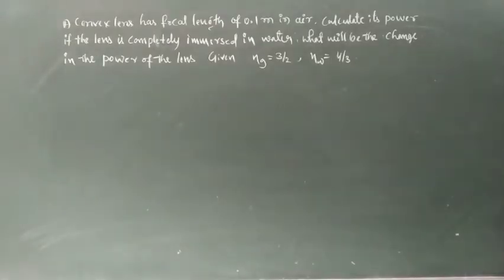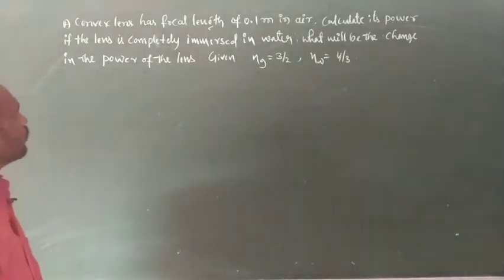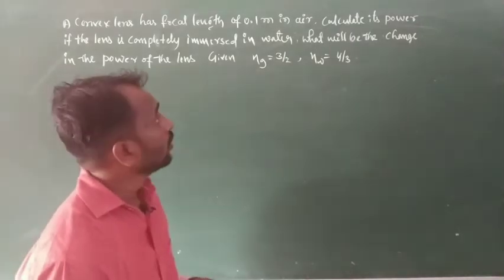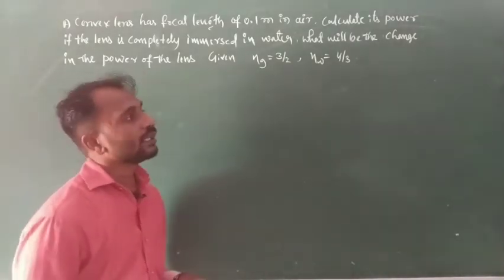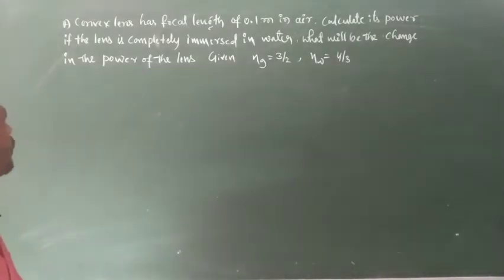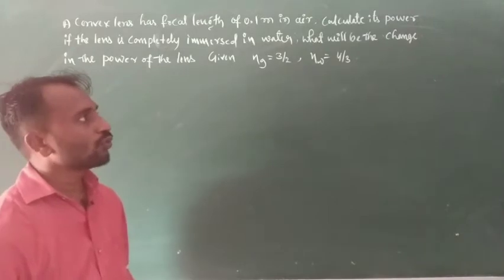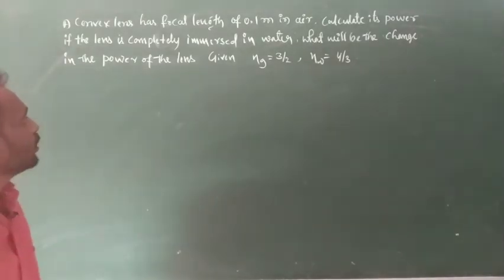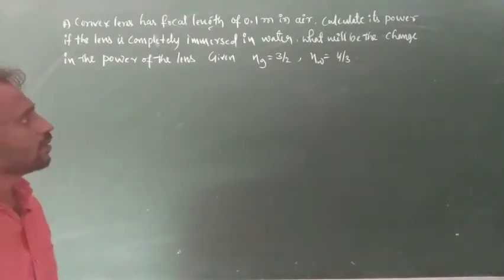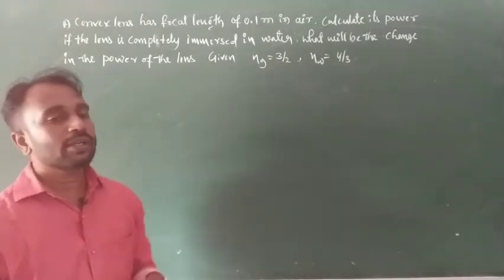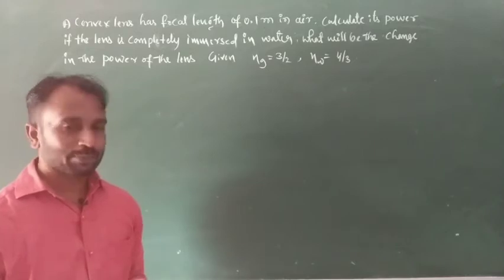Okay, so our next problem: a convex lens has a focal length of 0.1 meter in air. Calculate its power. If the lens is completely immersed in water, what will be the change in the power of the lens, given the refractive index of glass is 3/2 and the refractive index of water is 4/3?